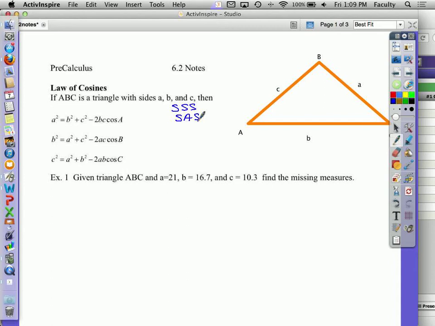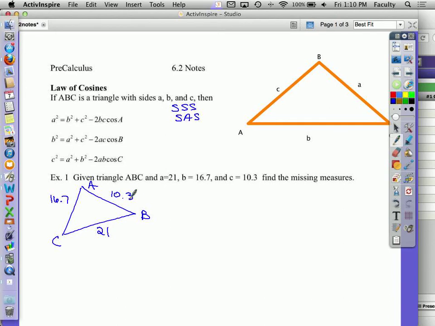So let's look at example 1. It says, given triangle ABC, let's label what we have. Side A is 21, side B is 16.6, and side C is 10.3.